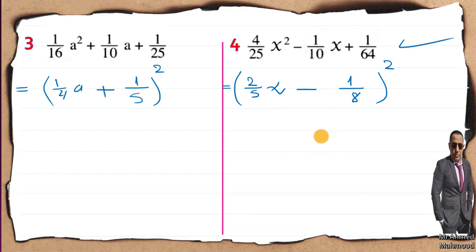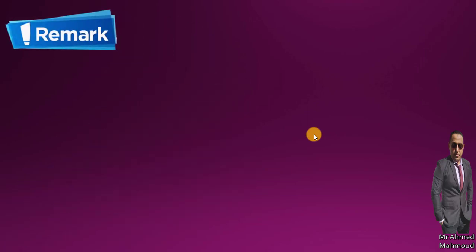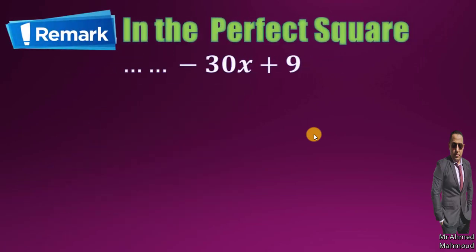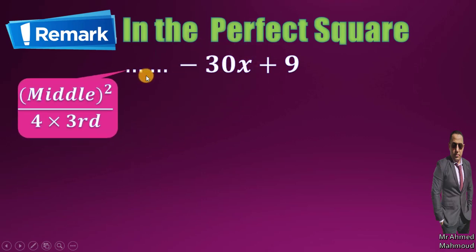Okay, now another example. I have now a remark. I have to learn how I can complete the missing term in the perfect square, like this. The perfect square trinomial is formed from 3 terms. Okay, this is the first term, this is the middle term, this is the third term. Again, first, middle, third. The missing here is what? It is the first term. The first term has a rule like this. To find the first term, okay, I'm going to do the following.